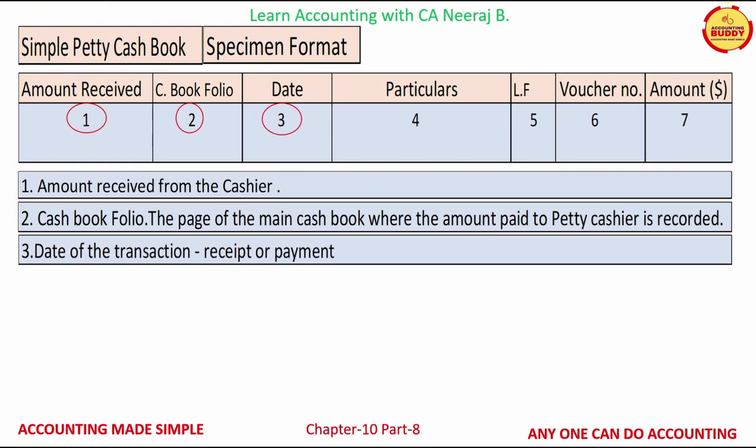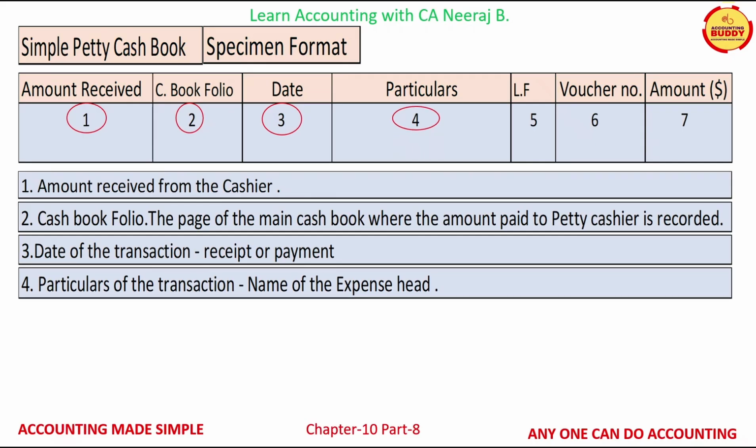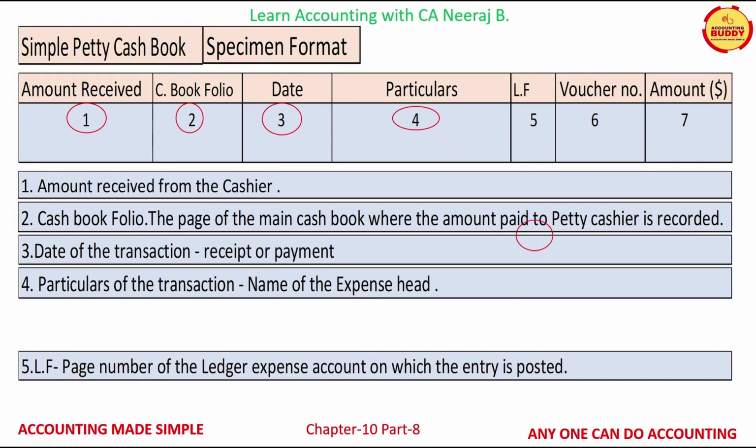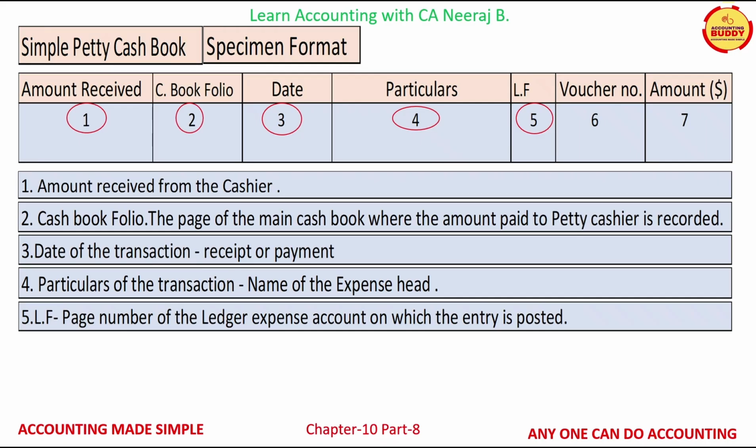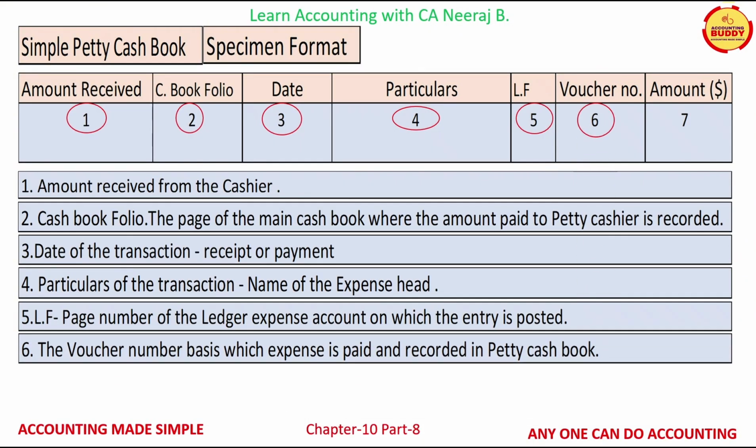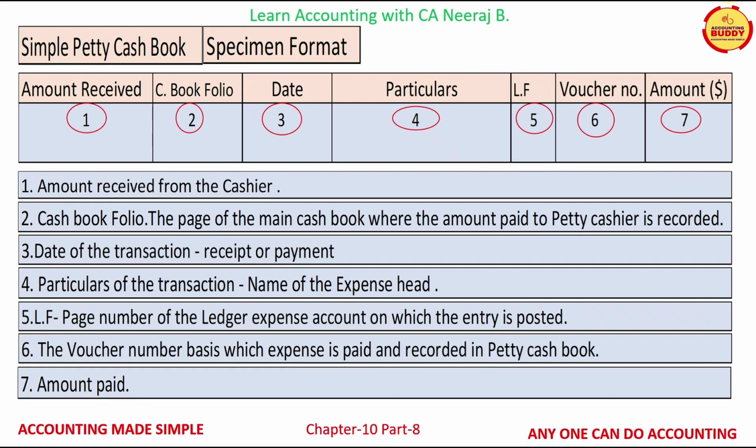Column number 3 is to record the date of payment or the receipt of cash. Column number 4 is to record particulars of the transaction, which generally is the name of the expense head for which the cash is paid. Column number 5 is for ledger folio page, that is the page number of the ledger expense account on which the expense entry is posted. Column number 6 is for voucher number on the basis of which the expense is paid and recorded in the petty cash book. Column number 7 is to record the amount of cash paid.